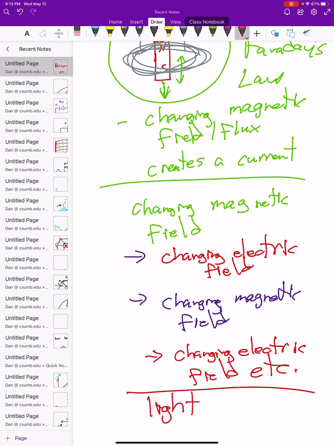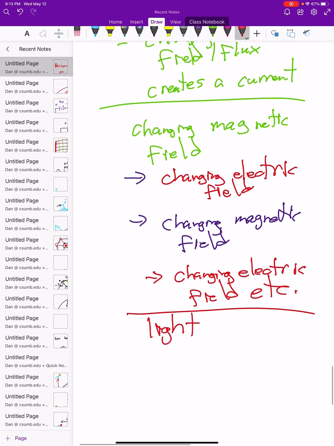Light is an electromagnetic field created by changing magnetic fields that create changing electric fields that create changing magnetic fields, and that effect propagates away at the speed of light. And we have come back full circle to where we started this semester when we started talking about light. It's all tied together. All right, I hope this helps you as you study for exam 3.